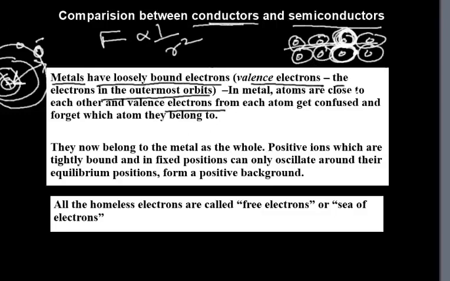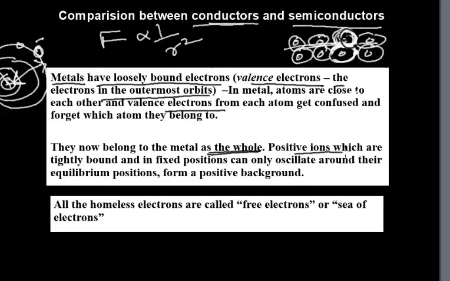Now, they belong to the metal as a whole because they have forgotten their path and started revolving in the orbit of any other atom. So we'll say that those electrons don't belong to any particular atom, but they belong to the metal as a whole because they can move from one place to another inside the metal.